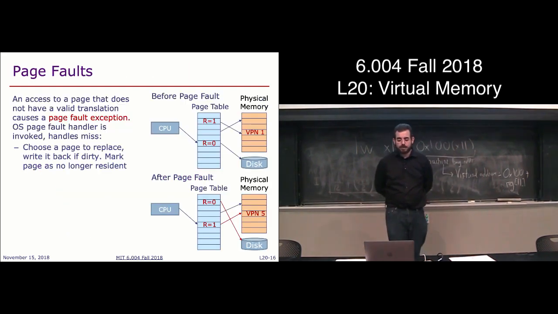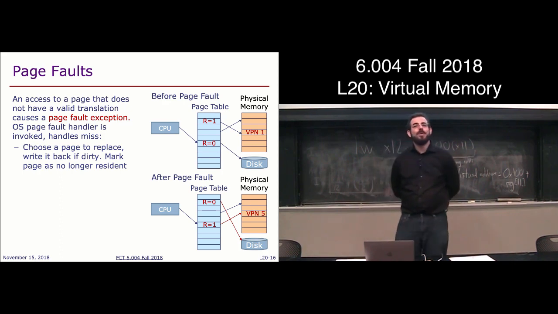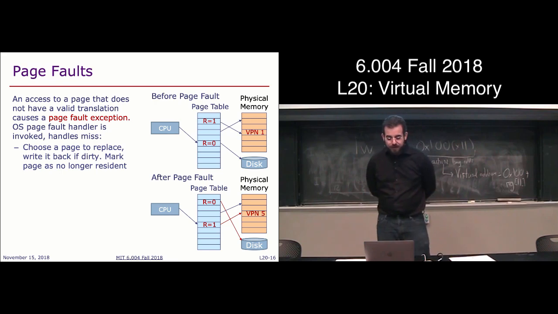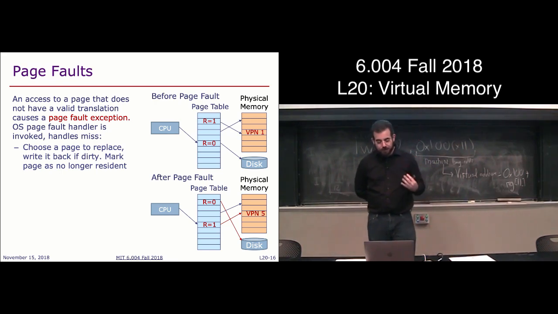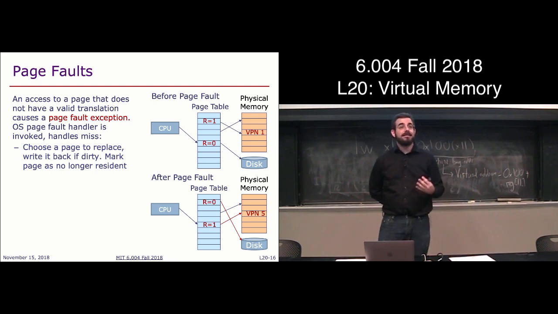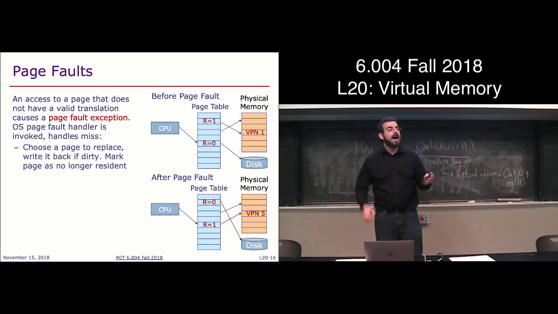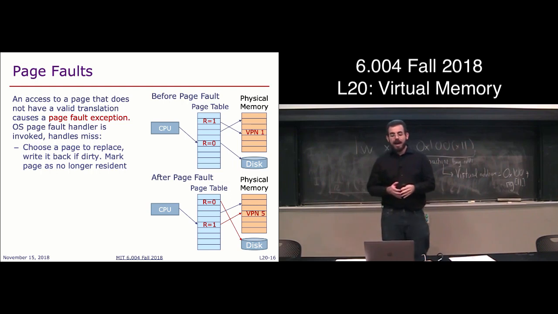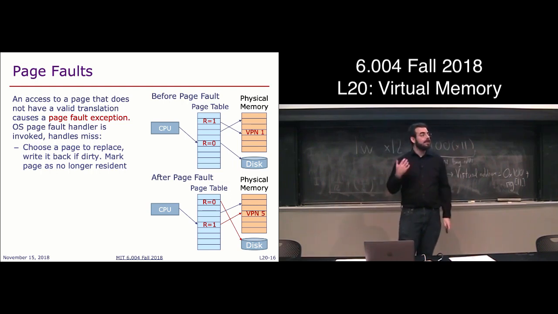Okay, so here's what happens, right? And again, what we're going to do is resort to exceptions. So when the CPU issues an access to a page that doesn't have a valid translation, that's not resident, this actually causes an exception. It triggers what we call a page fault or a page fault exception. And that, again, invokes the OS, and the OS is going to handle this miss, right?